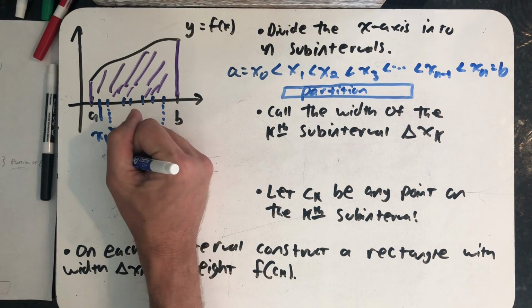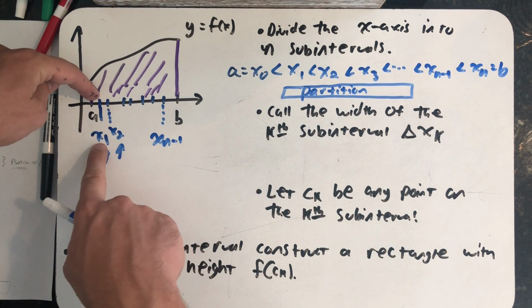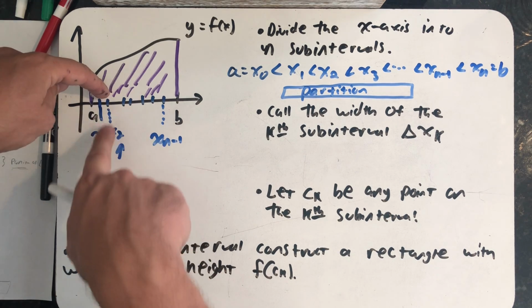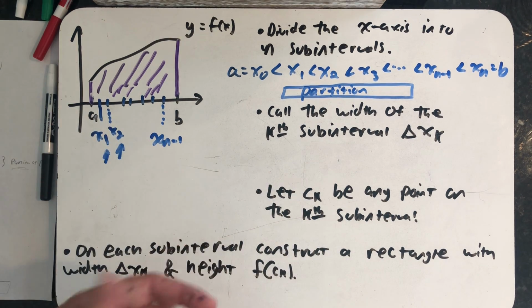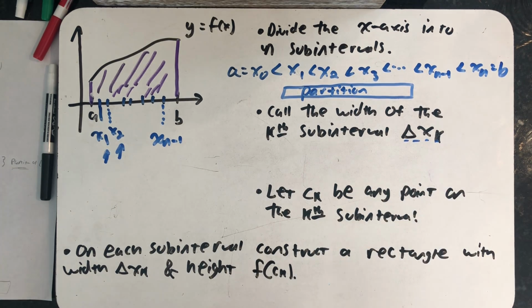And what I notice is the right-hand endpoint, that x value's subscript, tells me which interval I'm on. So the first subinterval ends in x sub 1. The second subinterval ends in x sub 2. And so on. The kth subinterval would end in x sub k. But this just represents that width.